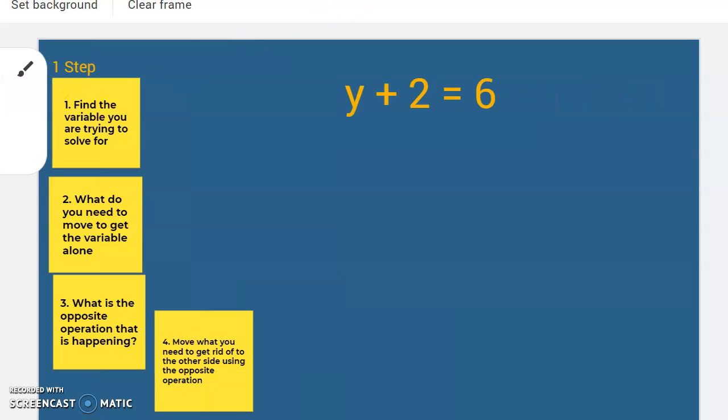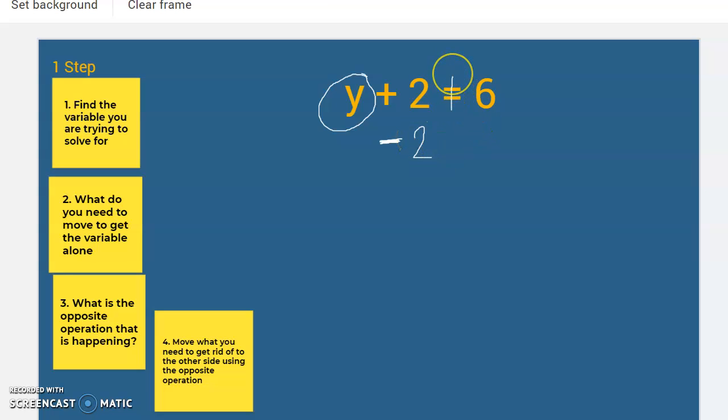So our first example is y plus 2 equals 6. So we're going to solve for the variable y, because that's our only variable. So we want to get this all by itself and move everything else to the other side. So our next thing that we need to move is our positive 2, our plus 2. So we're looking at the operation that's currently happening is plus, and the opposite of that is going to be subtraction. So I'm going to write a minus sign, and I'm going to subtract 2.